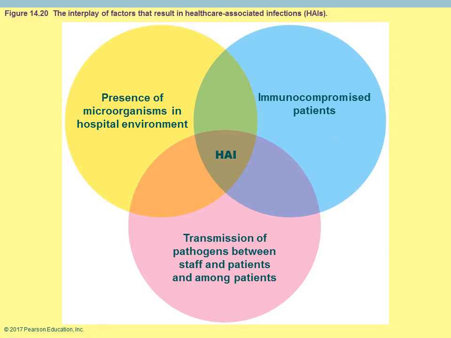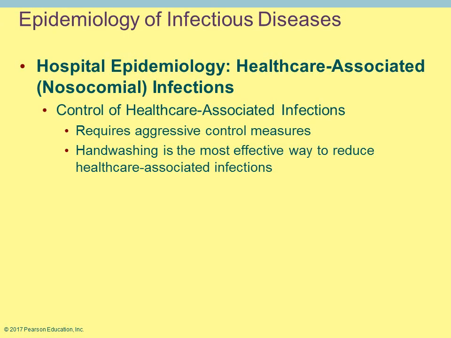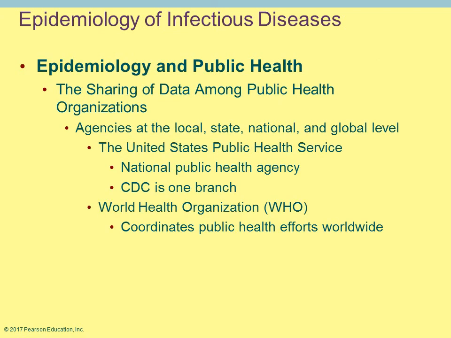So you take an immunocompromised patient and put them in an environment that already has microorganisms in it, in the hospital setting, because you have a lot of sick people there. You have staff, patients, and family members moving back and forth between all of this, and all of that can lead to nosocomial infections. They really try to prevent this from happening, so there are usually very aggressive control measures to prevent nosocomial infections. One of the best ways is washing hands.